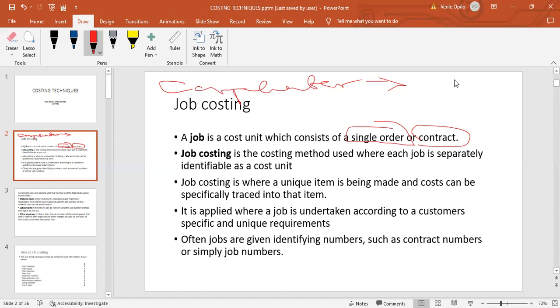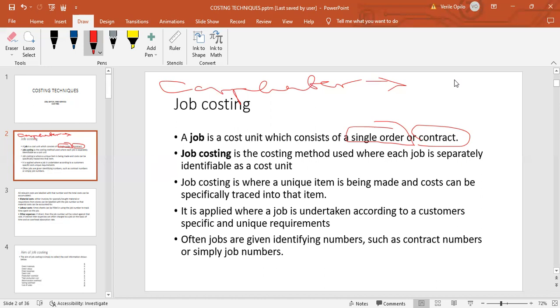So when we are now computing the total cost that we've incurred in this period, we are going to consider each and every order that we had. How much did we spend in terms of raw materials? How much did we spend in terms of labor? How much did we spend in terms of the other expenses? That process of accumulating the total cost that the company has incurred in order to produce a certain product or a certain service, a certain product which is unique, that is what we call the job costing technique.